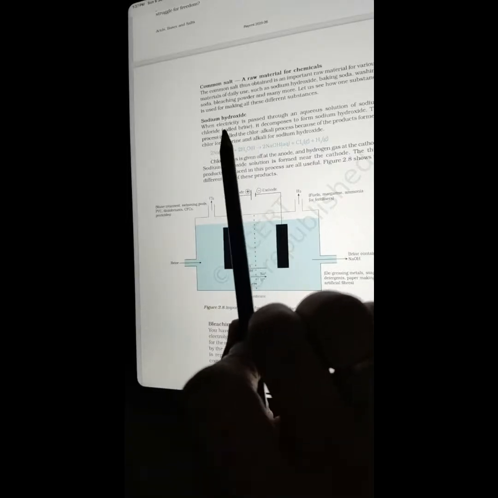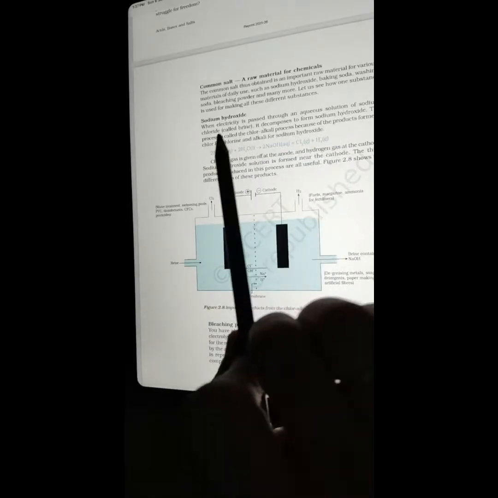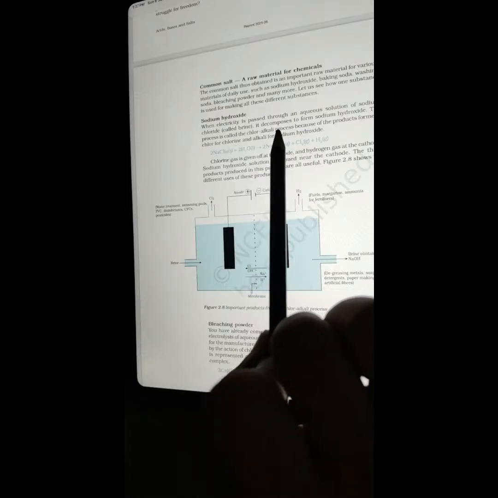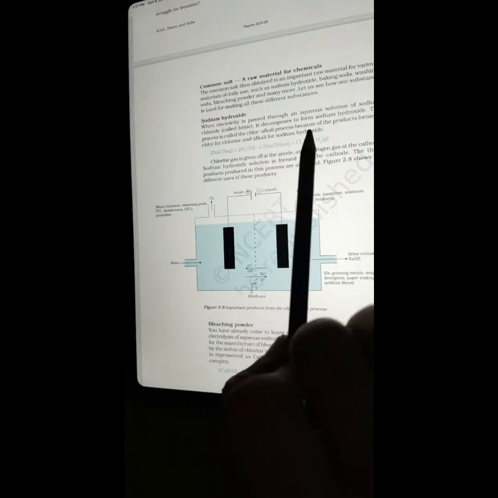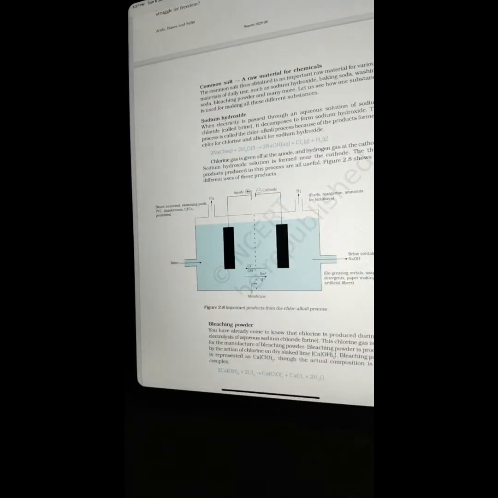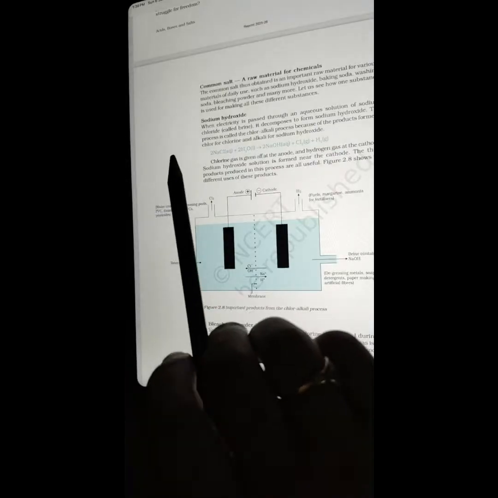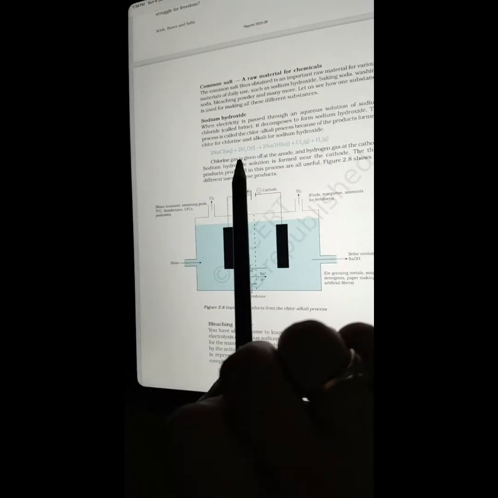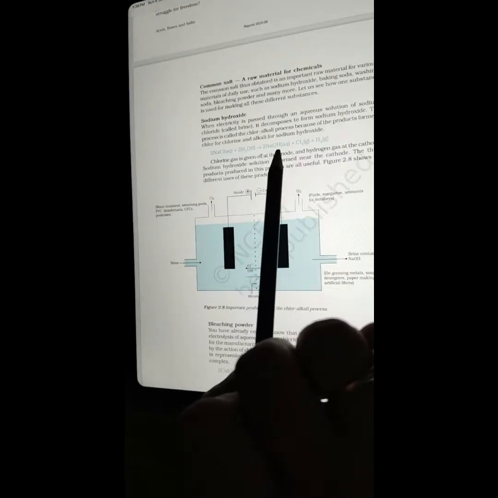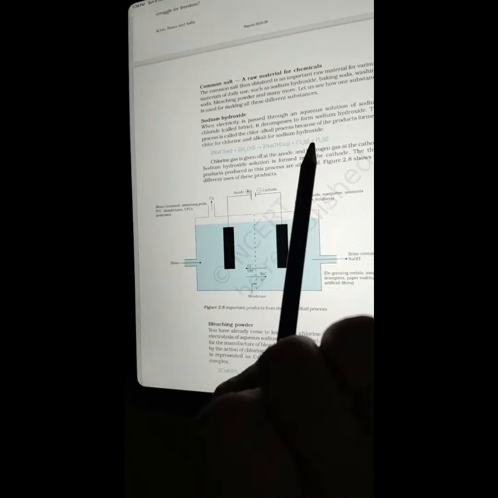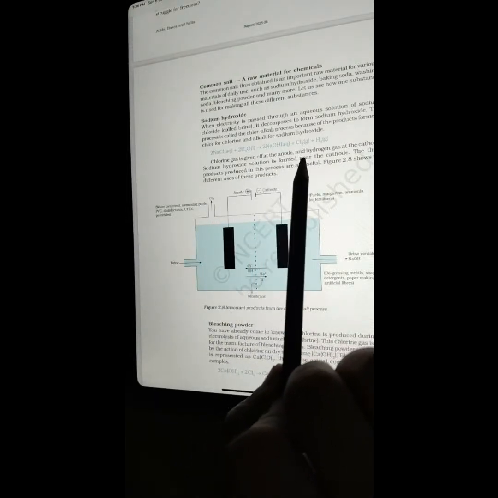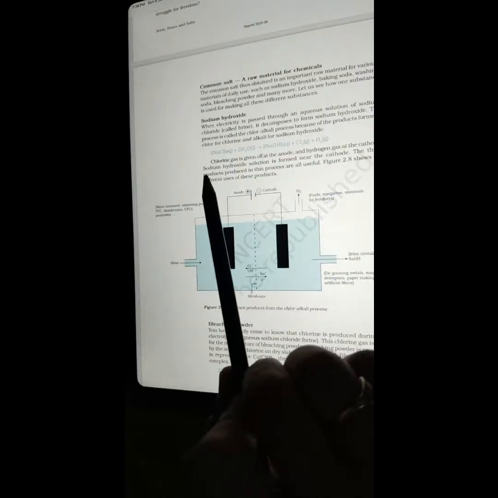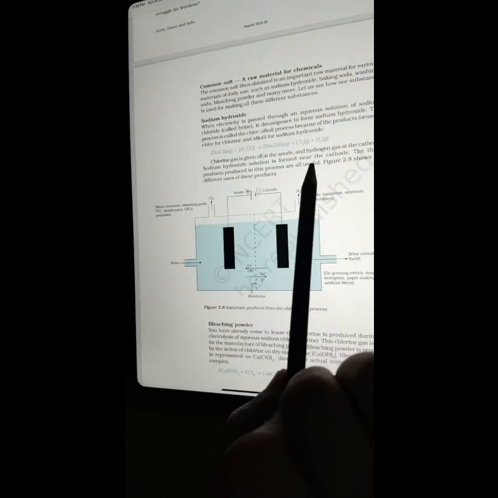Sodium hydroxide. When electricity is passed through an aqueous solution of sodium chloride called brine, it decomposes to form sodium hydroxide. The process is called the chlor-alkali process because of the products formed: chlor for chlorine and alkali for sodium hydroxide. So the reaction is 2NaCl (aq) + 2H2O (l) gives 2NaOH (aq) + Cl2 (g) + H2 (g). Chlorine gas is given off at the anode and hydrogen gas at the cathode. Sodium hydroxide solution is formed near the cathode.